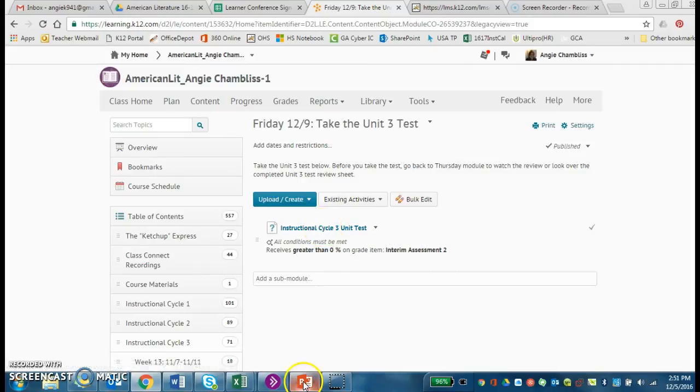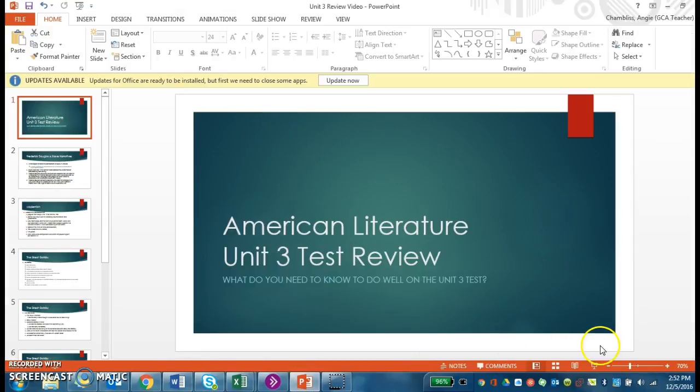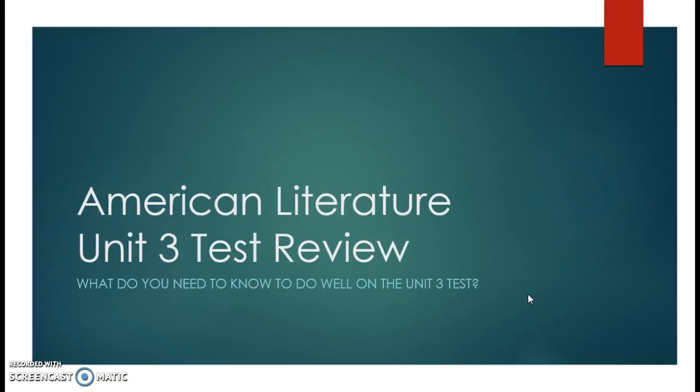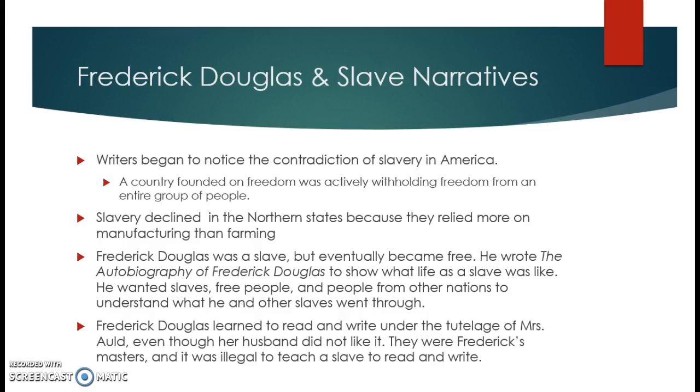Now, what do you need to know to pass the test? Well, let's take a look at this presentation about what is on the test. The first thing to think about is Frederick Douglass and slave narratives, which we talked about back at the beginning of the 6 weeks. Writers really began to notice the contradiction of slavery in America around this time. America was a country founded on freedom, but it was actively withholding freedom from an entire group of people, and that was starting to raise questions.